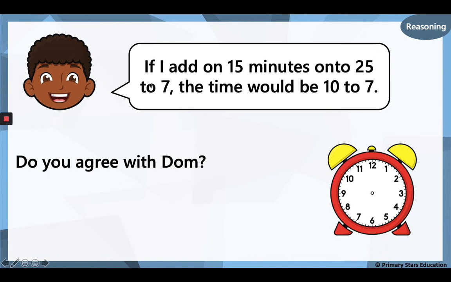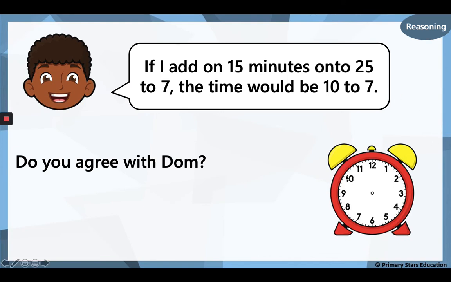to 7 looks like. So if it's 25 to, we know it's past the 6. It's got 25 minutes to 7, so it's got 25 minutes left. So we know this is 5 minutes to, 10 minutes to, 15 minutes to, a quarter to, 20 minutes to, and this is 25 minutes to. So let's think about that minute hand. 25 minutes to, if we add on 15 minutes to that time, so 5, 10, 15, so the minute hand would be pointing to the 10, the time would be 10 to 7.